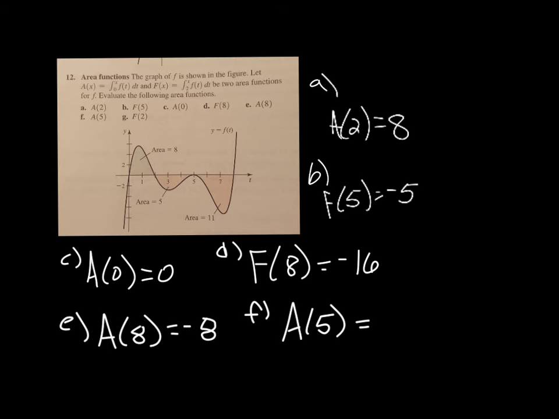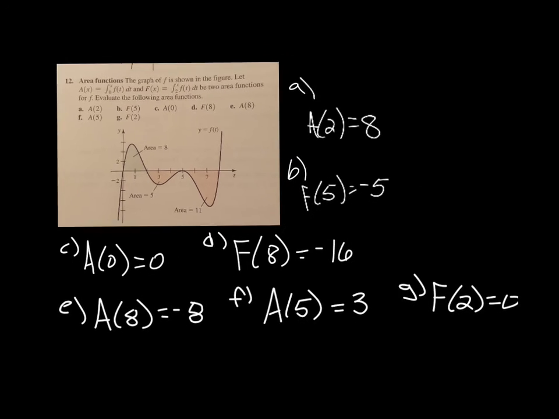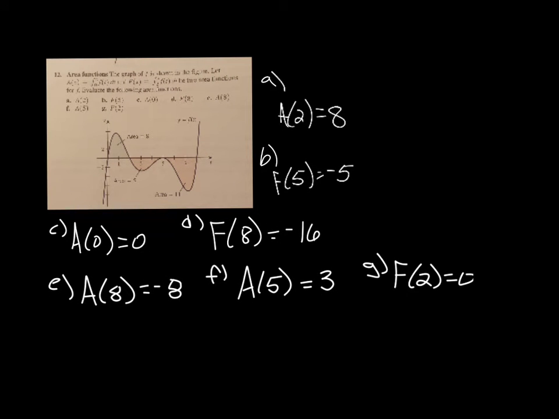So again, we're starting at 0, going all the way to 5. That's a positive 8 and a negative 5. So then a positive 3. And then finally, G is f of 2. Okay, so f of 2, right, that's where we start, right? Our left endpoint is at 2. So again, since we're not accumulating anything, the area would be 0. Okay, and so that's the basic idea of what our area function is going to do.